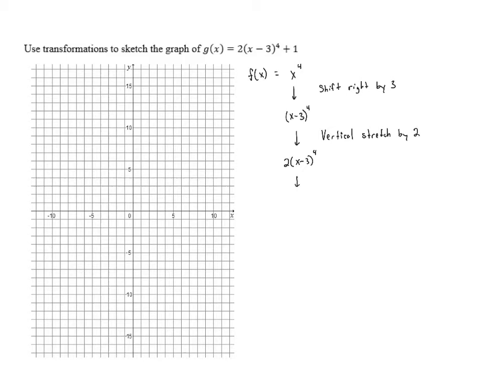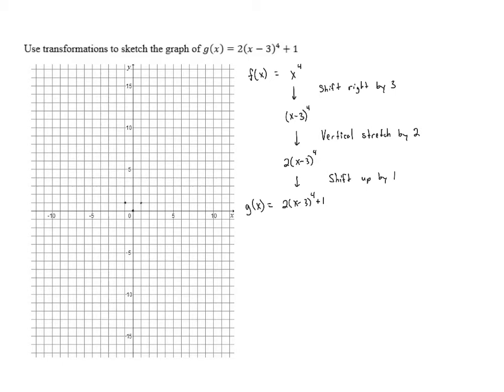And then lastly, we add 1 to our function. And this gives us a shift up by 1 unit. And this is our g of x equals 2 times the quantity x minus 3 to the fourth power plus 1. So we know that the original function x to the fourth contains the origin, 1, 1 and negative 1, 1.